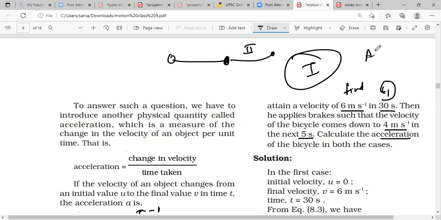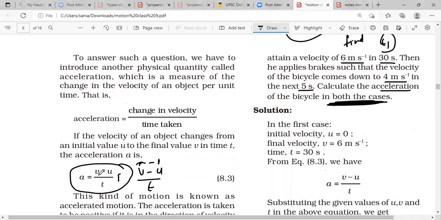So you'll find the acceleration for case 1, where you take the initial as 0, the final as this, and the time as this. And then you will find the acceleration in the second case. In both cases you have to find it. I hope you got the meaning of the question. Okay, so quickly do it, case 1, case 2. You know the formula of acceleration, right? Change in velocity, so you use v minus u upon t. You have v, you have u, you have t. Just put in the values and get the answer.